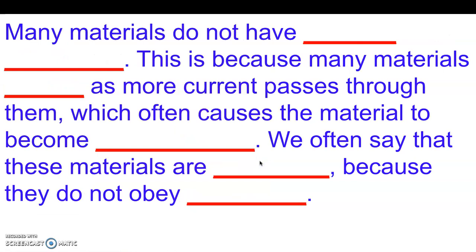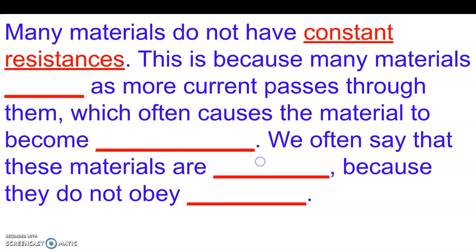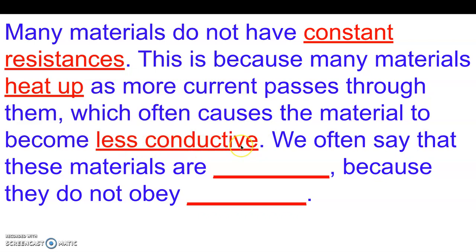Many materials do not have constant resistances. And the reason why is because many materials heat up as electric current passes through them. And this often causes the material to become less conductive.